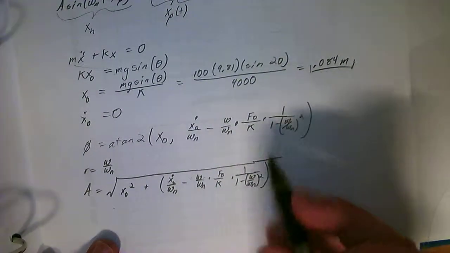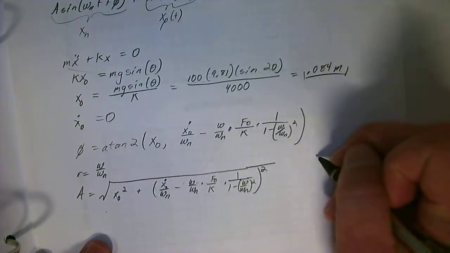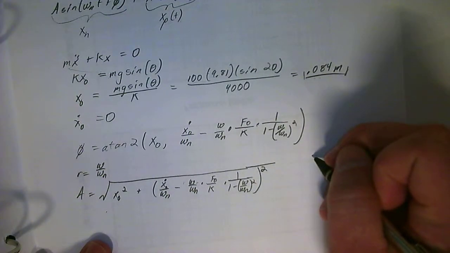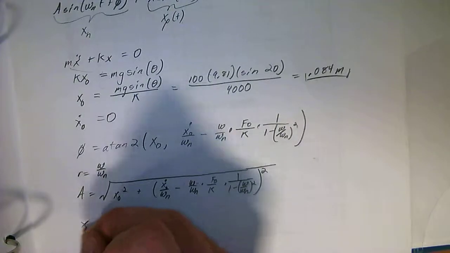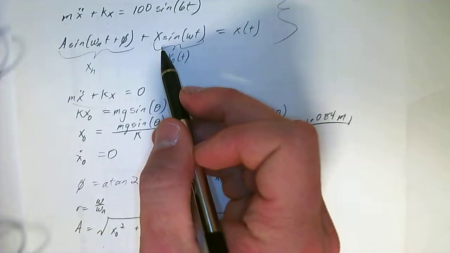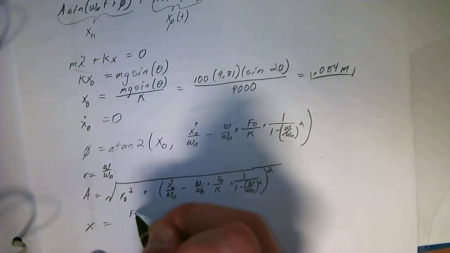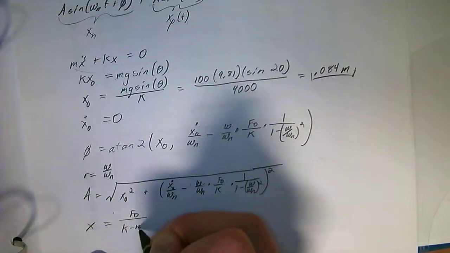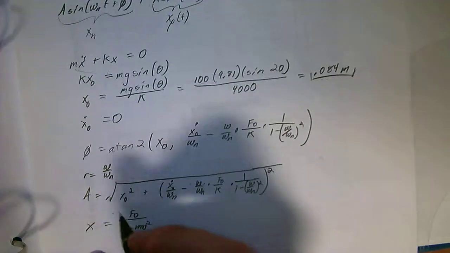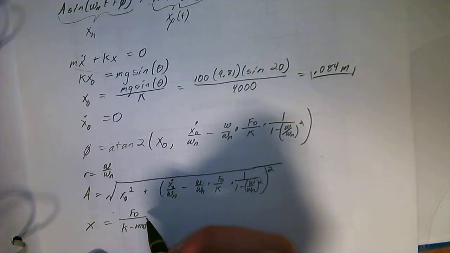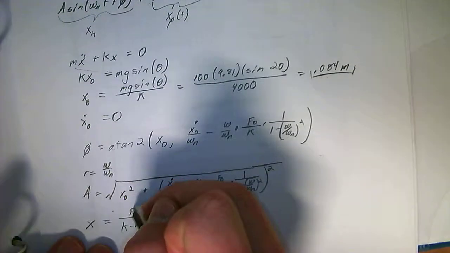Okay, and if you crank through that, you can also define x itself up here in this equation. We've got phi and A, now we need x. X is equal to F all over k minus m omega squared. Now we don't have F naught, this is just F, I apologize, not F naught.